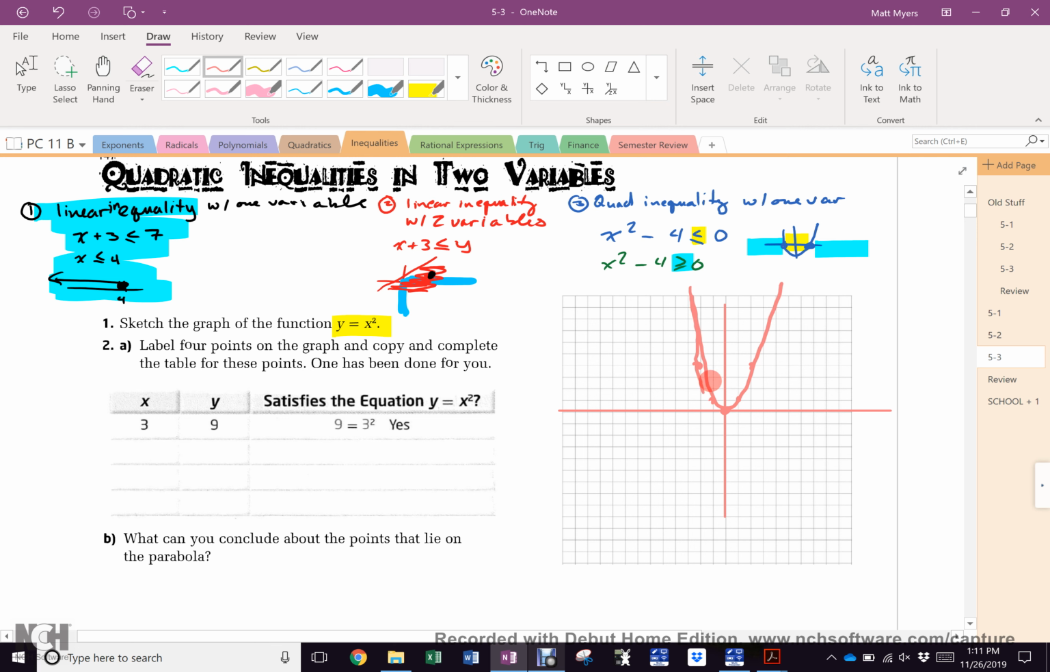Now, just like with a linear equality, what do we know about every single point on this parabola? If the point is on the parabola, what does it have? Every point on this parabola, how could you tell me where it is in the universe? Coordinates, excellent. Those coordinates are all what? X and Y. So if you pick any point on this parabola, for example, this point right here, 2, 4, that gives me an X and a Y. What did I have in the parabola? X and Y. So 2, 4, does 4 equal 2 squared? Yes. So what does that tell us about every single point on the parabola?